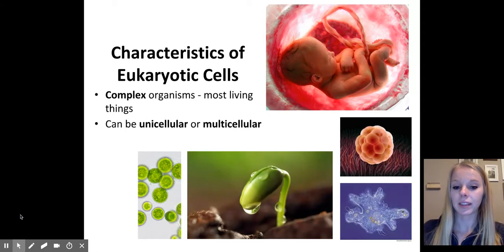Eukaryotic organisms can be unicellular or multicellular. Most species of algae are unicellular plants, and your favorite amoeba sisters are unicellular animals. However, most eukaryotic organisms are multicellular, like yourself.